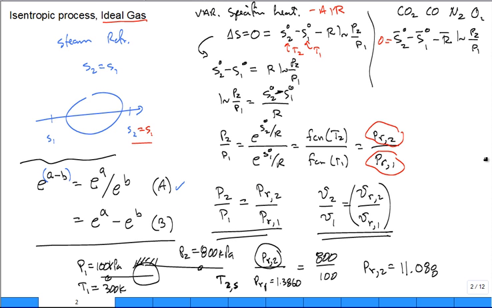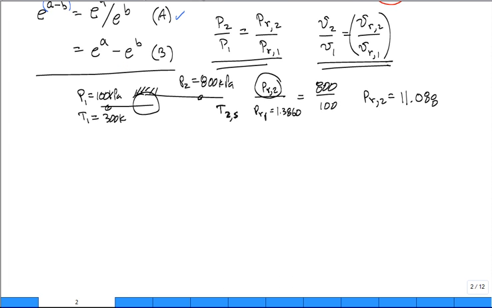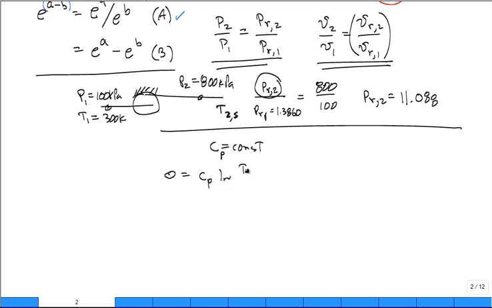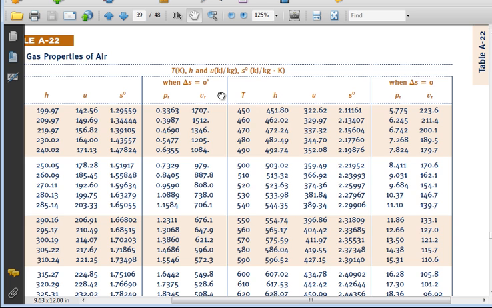All right, let's do this. Let's not do the variable specific heat. Let's do the same thing with constant specific heats. So if you used C sub P is equal to a constant, then what's my equation for S2 minus S1, which is 0? It's going to be C sub P natural log of T2 over T1, right? Minus R natural log of P2 over P1. All right. So we have to have a good value of specific heat, true? So let's go to our table. Let's go back here.